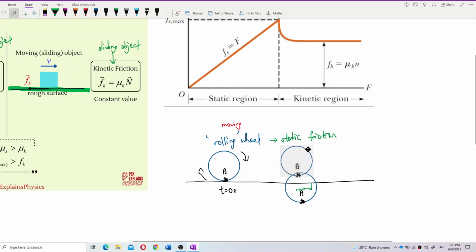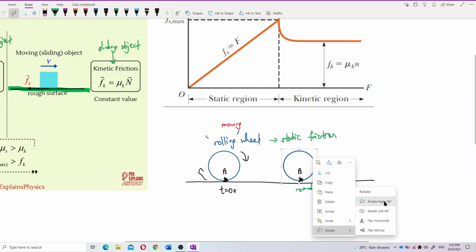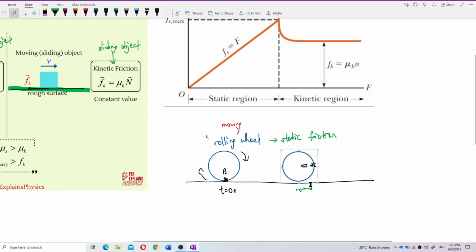can I roll this object? Let me try it out. Yes, I can roll it. I just rotate it. Again, it should rotate to the right. You see? So maybe at 1 second, this is the road.